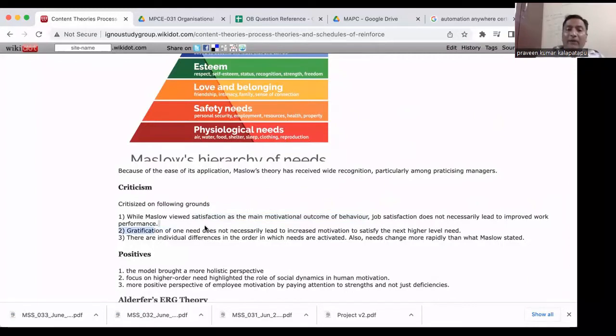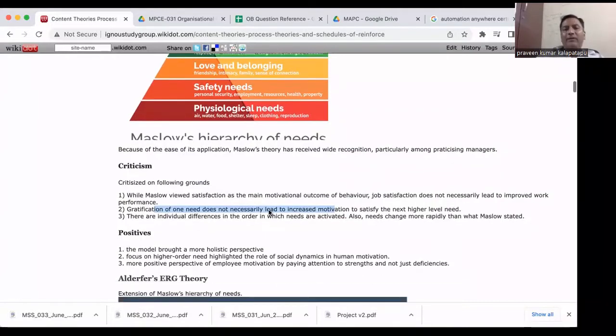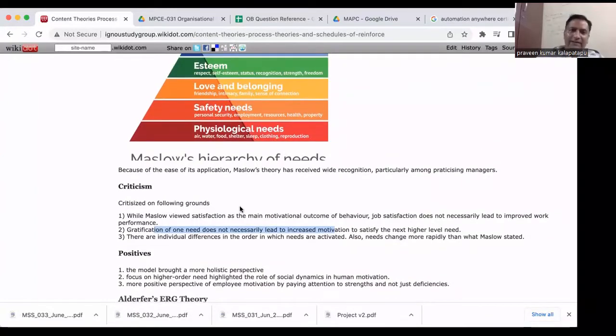One more thing is, gratification of one need doesn't necessarily lead to increased motivation. So he can't really move up the chain. Even though this need is met, he can't really move to the safety need. Satisfying this need doesn't give enough to actually go to the next level. So Maslow doesn't talk about how to move up the level. He doesn't talk about that particular aspect.